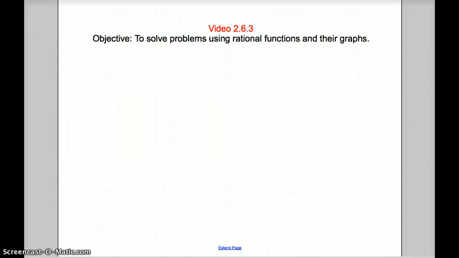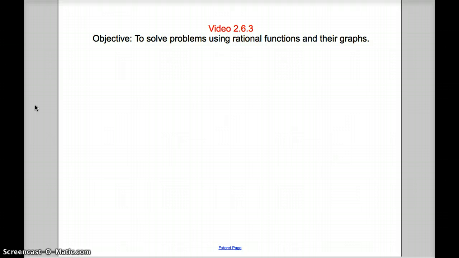This is video 2.6.3, and the goal in this video is to be able to solve real-life problems using rational functions and their graphs. So everything we've learned about their graphs and what happens as x gets really large and which direction we point our graphs and so on is going to help us solve these real problems.